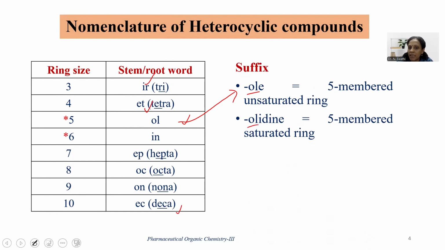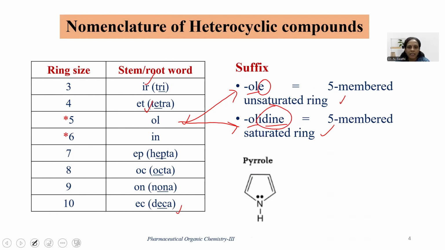Similarly, if the name of the heterocyclic compound is ending with olidine, it is like "ol" plus "idine". So again, "ol" means it is a 5-membered ring, and if it is ending with idine, it is a saturated ring. So if that "ol" in the root word corresponding to the 5-membered ring system is ending with E, that is an unsaturated ring. And if it is ending with idine, that is a 5-membered saturated ring system.